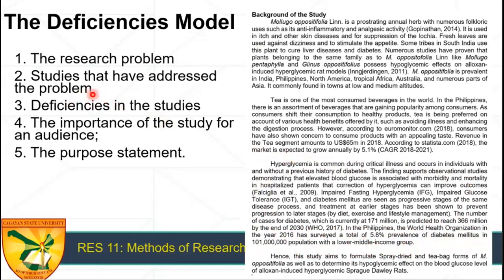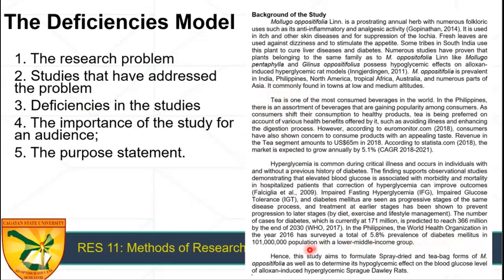So you can put here about the mainstay drugs for hyperglycemia, and then the deficiencies in the study. So there are several drugs for hyperglycemia, but then there are people who dislike taking drugs or buying drugs, a monetary problem. So you give an herbal alternative in a form that doesn't seem like you're drinking medicine, so in a tea form.